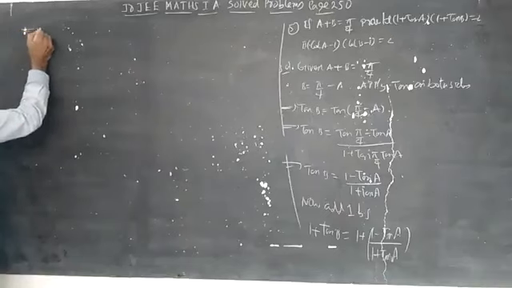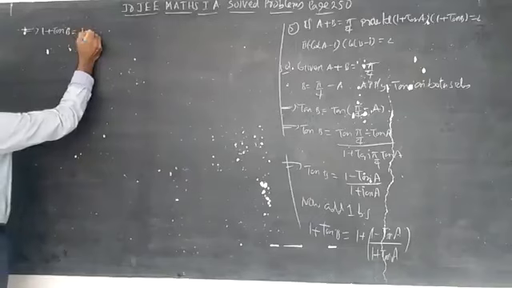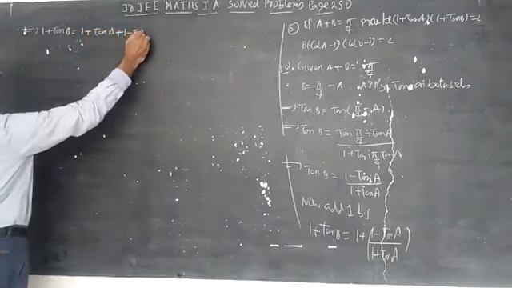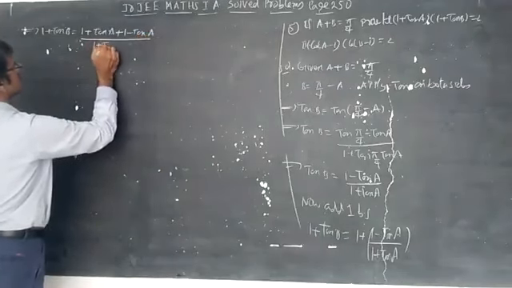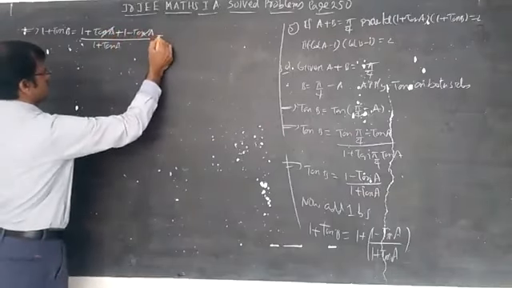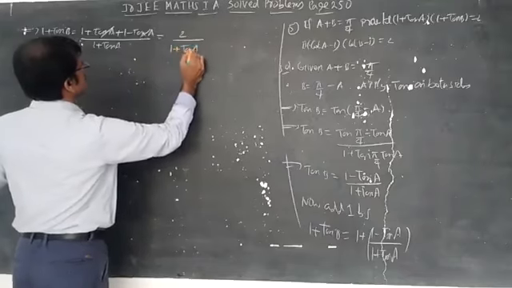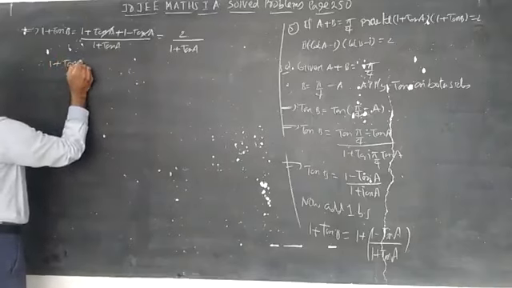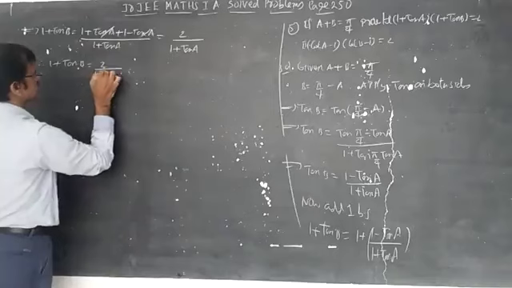That implies 1 plus 10b. 1 plus 10b is equal to, take an LCM, it becomes (1 plus 10a plus 1 minus 10a) whole by 1 plus 10a. Here 10a plus 10a minus 10a get cancelled. Right here 2 by 1 plus 10a. Therefore, we got the value as 1 plus 10b is equal to 2 by 1 plus 10a.